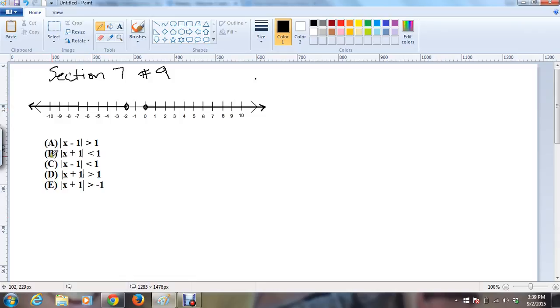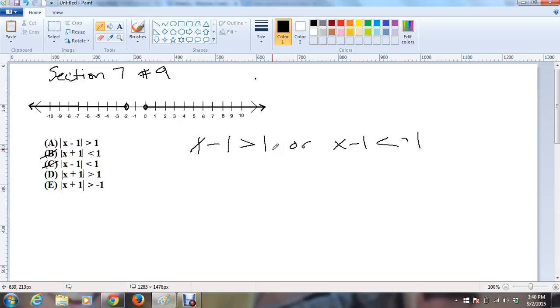So I know it can't be B, it can't be C. All right, it's got to be a greater than one. Now, to graph the A, you would say if the absolute value of x minus 1 is greater than 1, that means that x minus 1 has to be either greater than 1 or x minus 1 has to be less than negative 1 because it's getting further and further away from 0 if its absolute value is getting bigger.